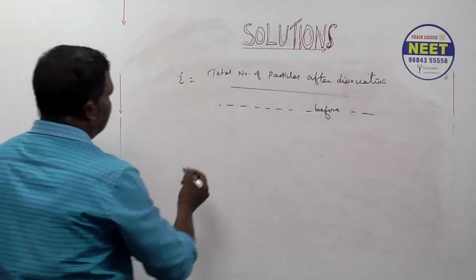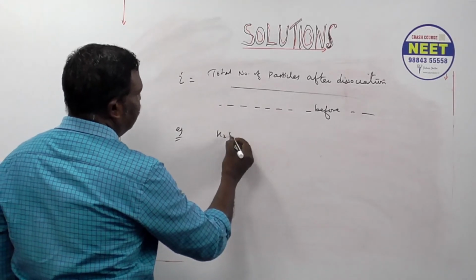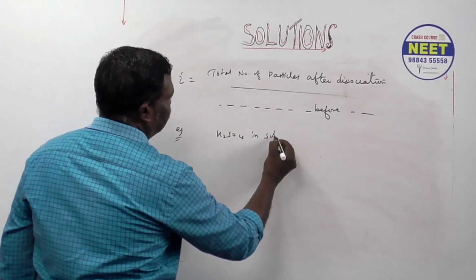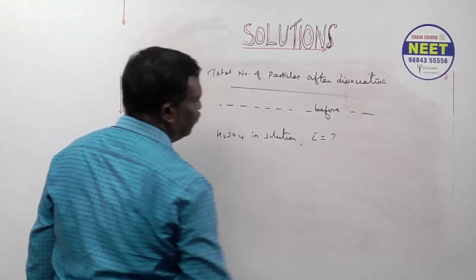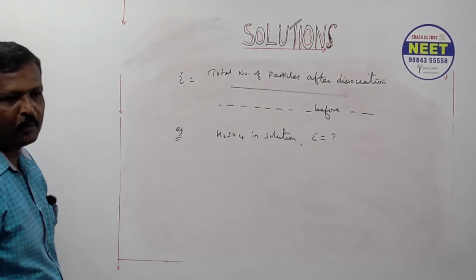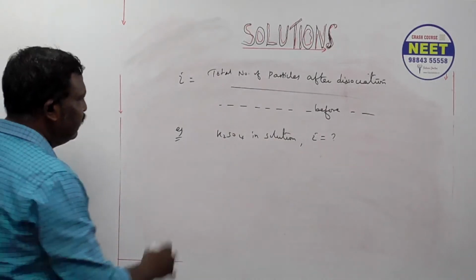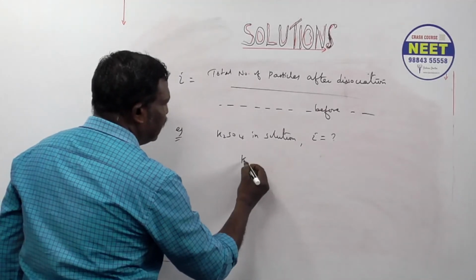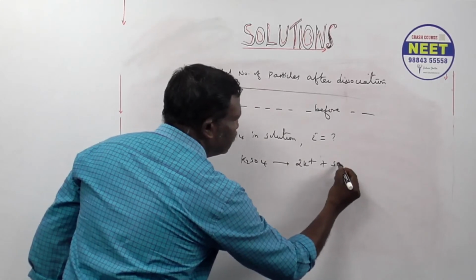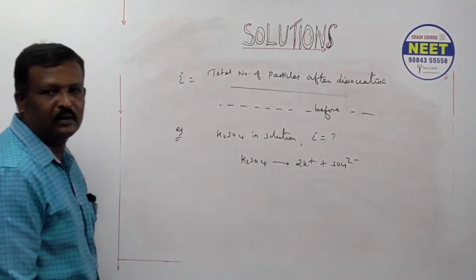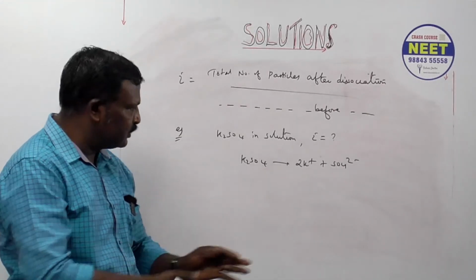Here, for example, potassium sulfate in solution, find i value. Potassium sulfate means, you know, K2SO4. When in solution, what happened? K2SO4 becomes what? 2K+ plus SO4 2-. Correct or not? You put in solution, it is an ionic compound. It is split into ions.